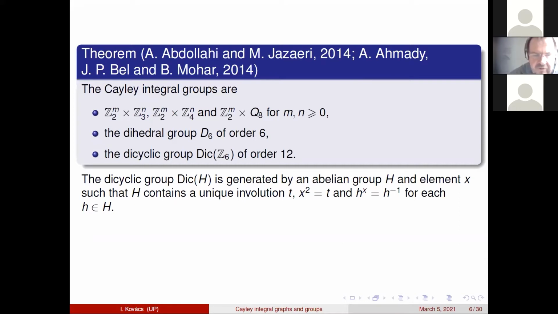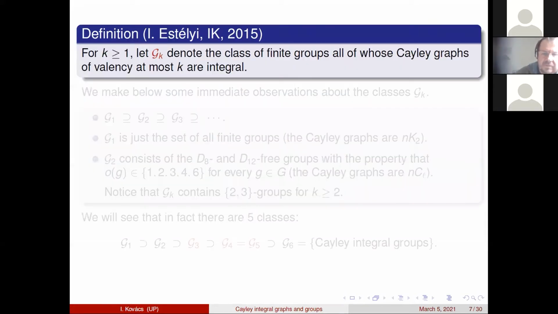And here I also put the definition of a dicyclic group, because these dicyclic groups will appear later in the classification as well. Okay, so this is what we know about Cayley integral groups. And then my former student, Istvan, and I generalized and refined this concept, and we introduced group classes for every positive integer. We introduce a class of finite groups whose Cayley graphs of valency at most k are integral.